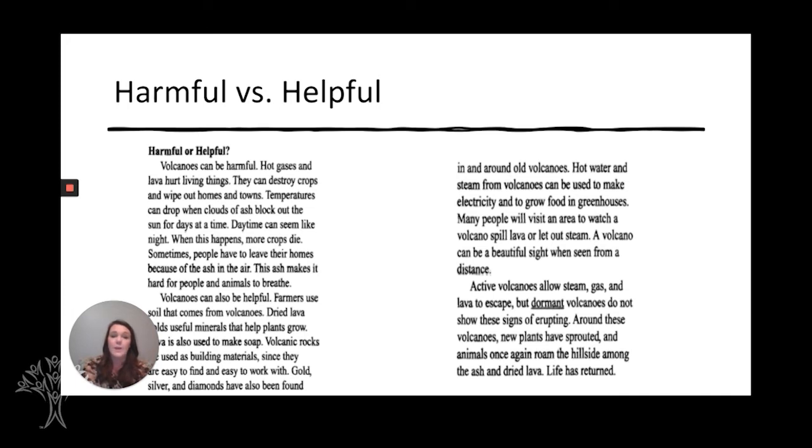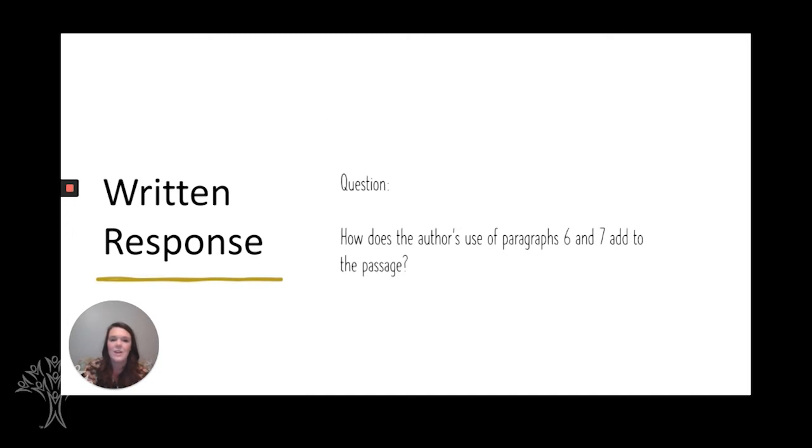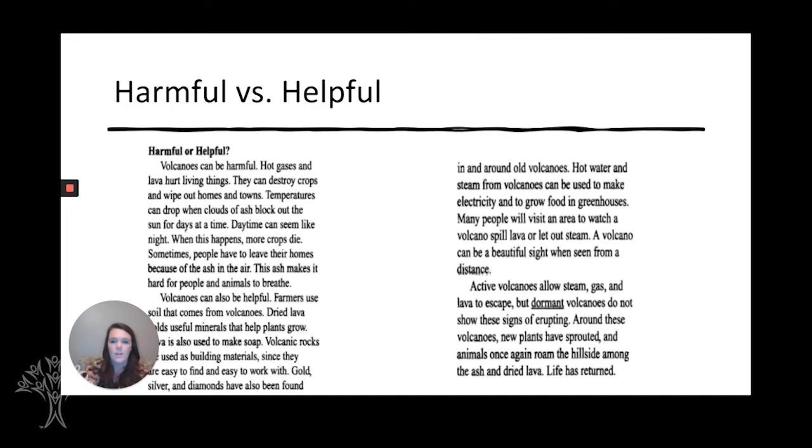Today, for our written response, we have a new prompt. Today's prompt is, how does the author's use of paragraphs 6 and 7 add to the passage? Now, in this text, paragraphs 6 and 7 are the first two in the section titled Harmful versus Helpful. On your screen, you can see paragraph 6 is the one that starts out saying volcanoes can be harmful, and paragraph 7 is the paragraph that starts out volcanoes can also be helpful.